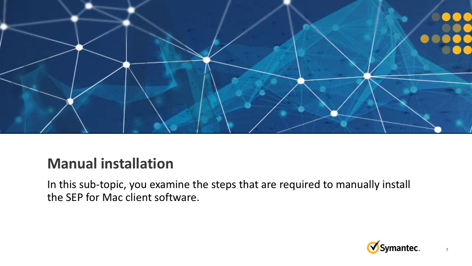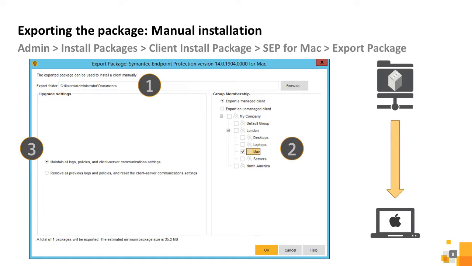This is the manual installation subtopic. To export the SEP client for Mac, navigate in the SEPM console to Admin, Install Packages, Client Install Package. Select the latest version of the SEP for Mac client. Right-click and select Export Package. The screen shown in the slide is displayed.